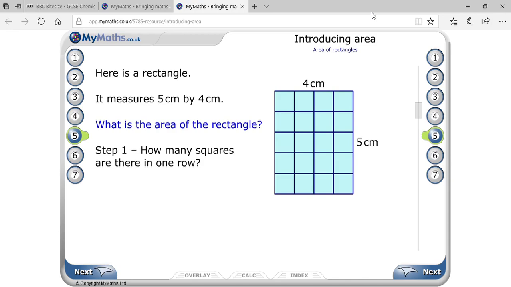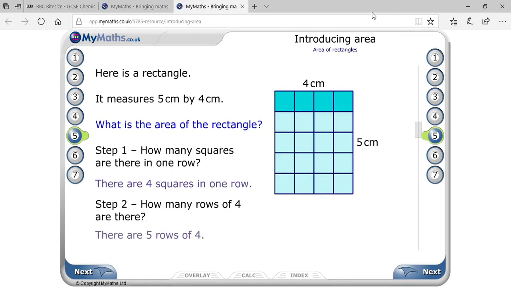Rows, there are 1, 2, 3, 4, 5. There are 5 rows. Now, how many columns are there? There are 4 columns. So 5 rows into columns, if you do that, you'll get your perfect area. There are 4 squares in one row, and there are a total of 5 rows. The total area will be 4 times 5, that is 20 squares.